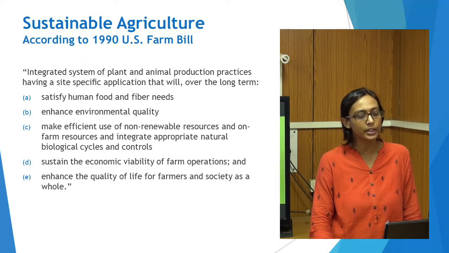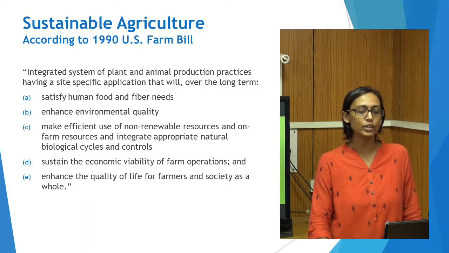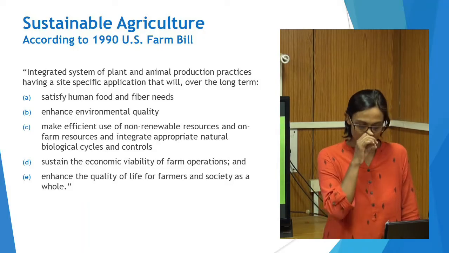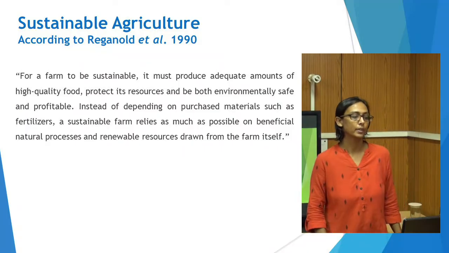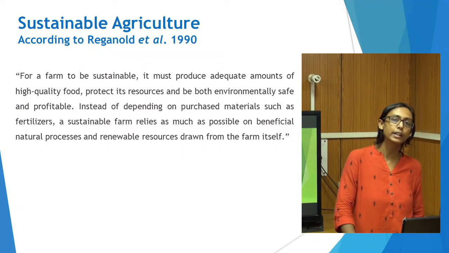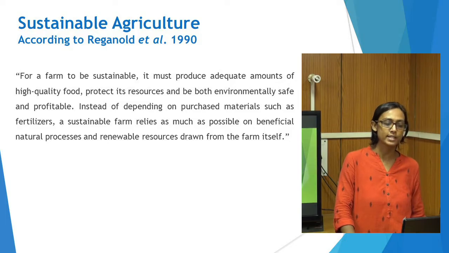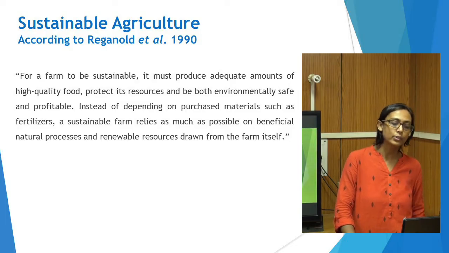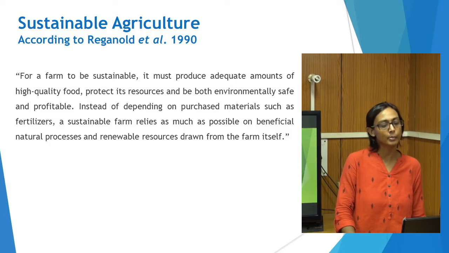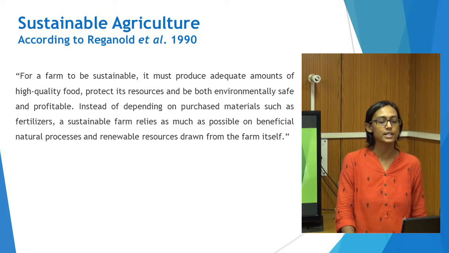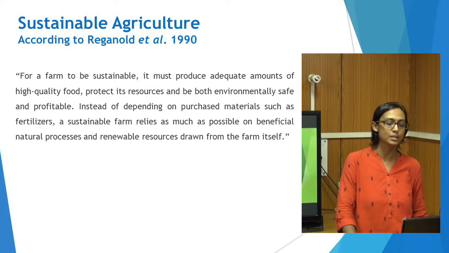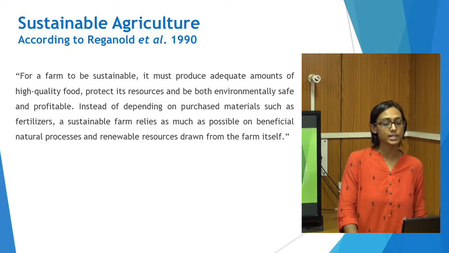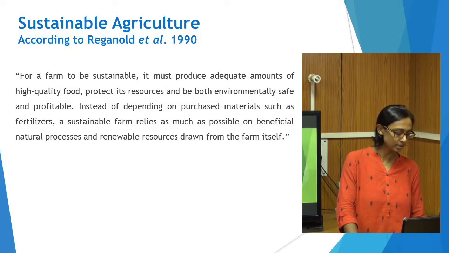Sustain the economic viability of farm operations and enhance the quality of life for farmers and society as a whole. Now, according to Reganold et al. 1990, sustainable agriculture can be defined as, for a farm to be sustainable, it must produce adequate amounts of high quality food, protect its resources and be both environmentally safe and profitable. Profitability is the most important thing. Instead of depending on purchased materials such as fertilizers, a sustainable farm relies as much as possible on beneficial natural processes and renewable resources drawn from the farm itself.